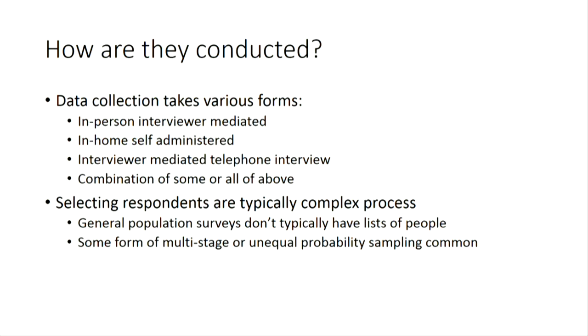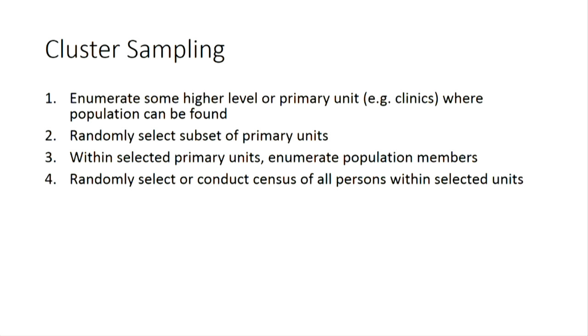And typically that takes the form of some multi-stage process. And often we end up with what's called an unequal probability sampling design, which I'm going to elaborate on in a moment. But I want to highlight two approaches that are quite common, either by themselves or in combination with some other process. One is called cluster sampling, where you can't get a list of people that's part of your population.